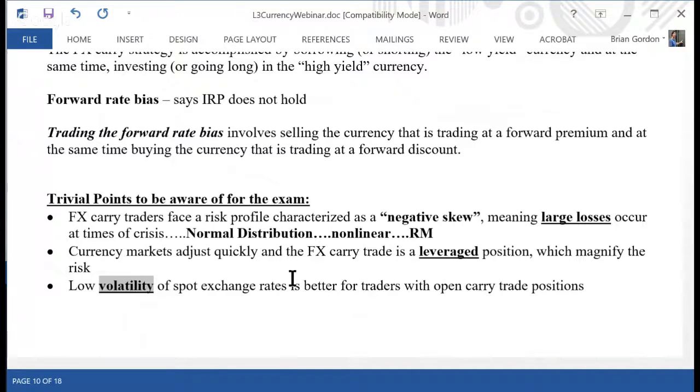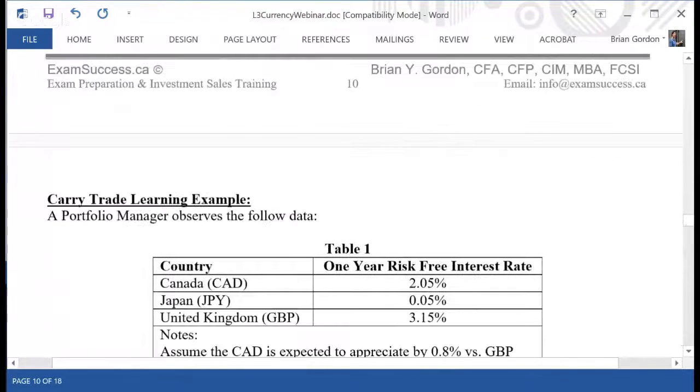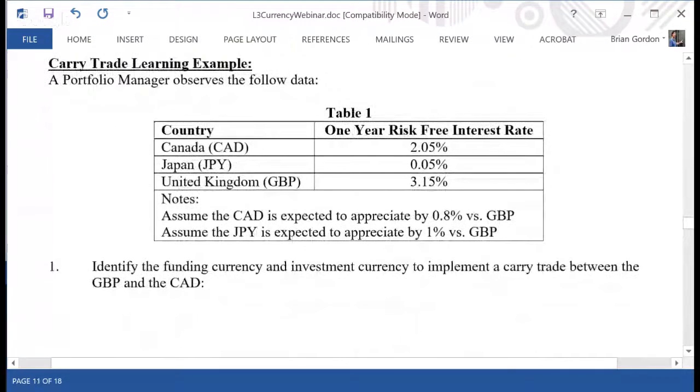Where does this take us to? Well, an example of what we might see on this exam. So here's again a chart, a table. So what do we have? We've got three different currencies: the CAD, the Japanese yen, and the British pound. They gave us the risk-free rates, the short-term rates. They also told us here that the CAD, the Canadian dollar, is expected to appreciate by 80 basis points, or 0.8%, versus the British pound. The Japanese yen is expected to appreciate by 1% versus the British pound. Just use the information that's given. Do not overthink the question.